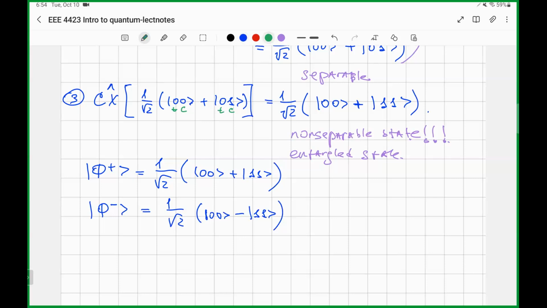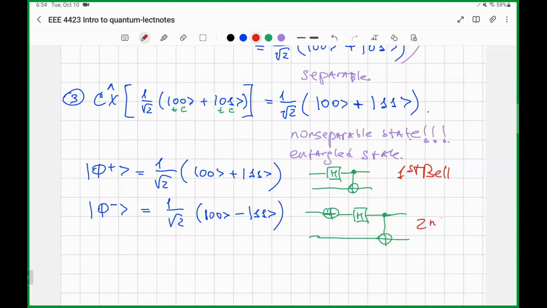I mean, it's easy to see that if this one is created by Hadamard plus C naught, the second one needs only the X. X gate first to flip the first one from 0 to 1, then Hadamard, and then C naught. So you just change the circuit a little bit and you get this second Bell state. So this is the first Bell. This is the second Bell.